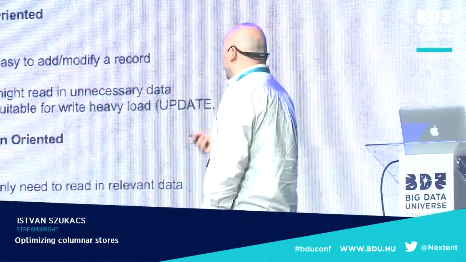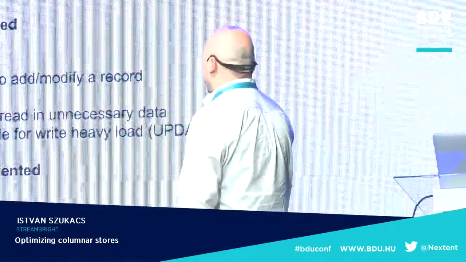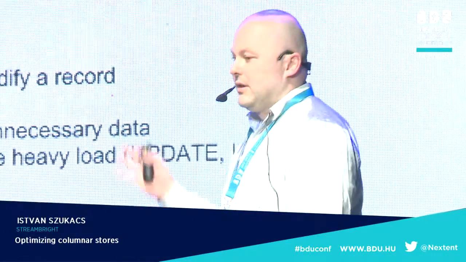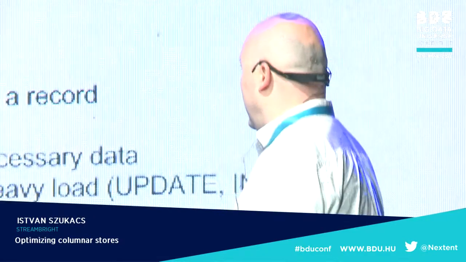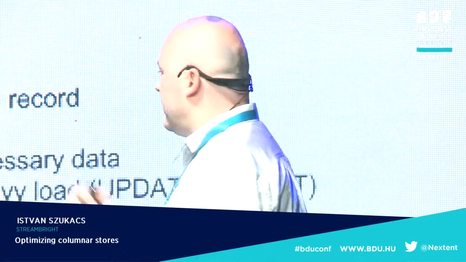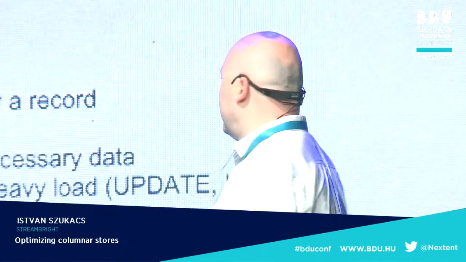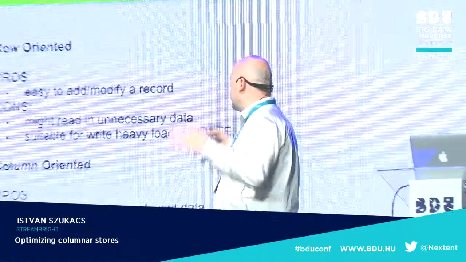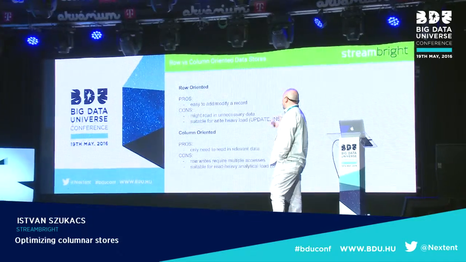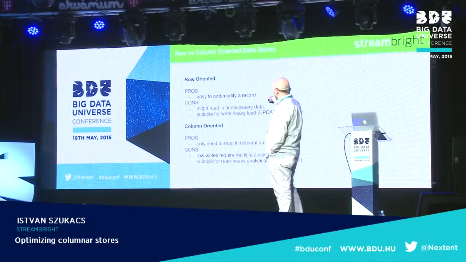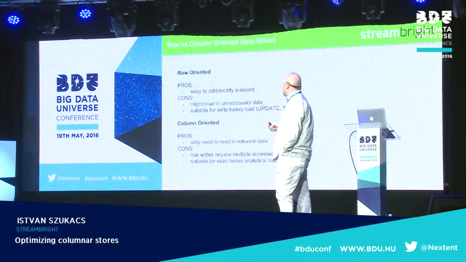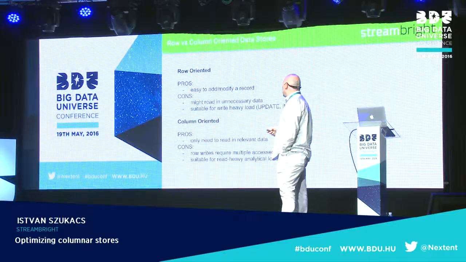If you have a row-oriented database, then it's easy to add and modify records. So when you're issuing an update or insert statement, it's much easier for those stores. And the cons, you might read unnecessary data. If you are selecting a subset of your columns, then you still read the entire column set and usually filter it out later. I kind of missed it, but the suitable use for write-heavy load is for the pros, obviously.